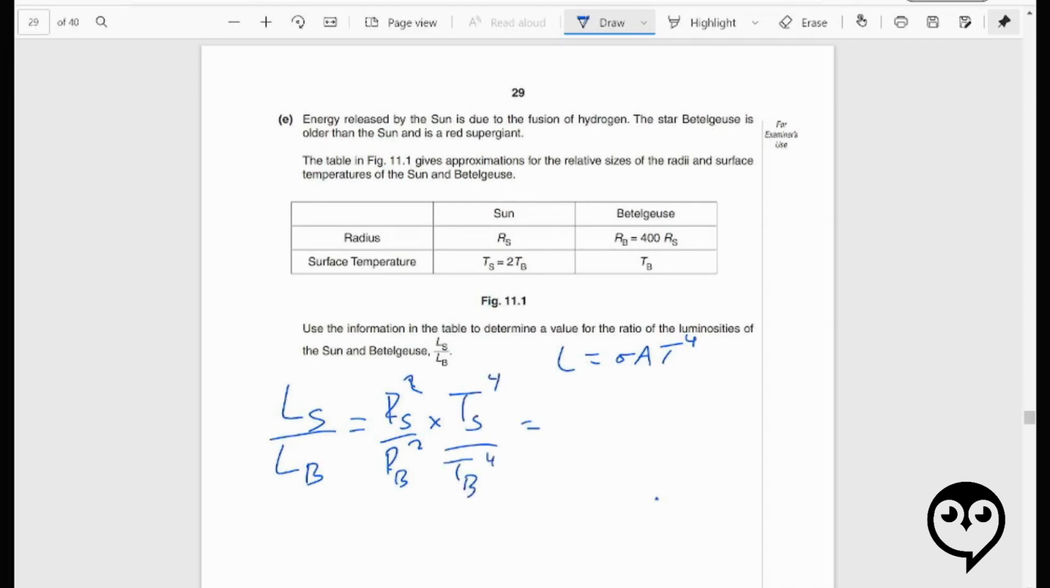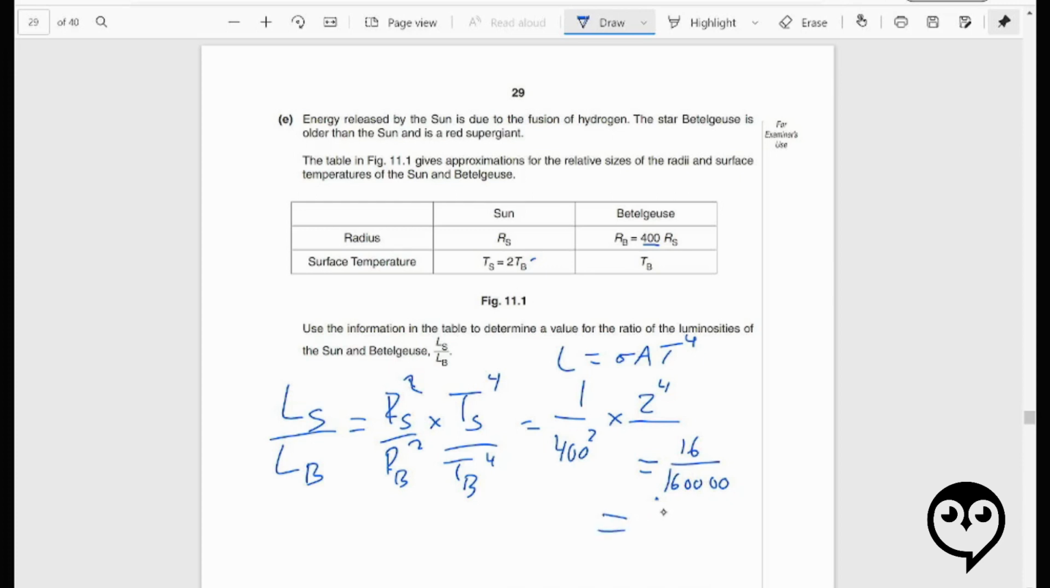Now, if we look at what we've been given here, we see that rb is the same as 400 rs. If we plug that in on the bottom, we'll get 400 squared rs squared. The rs's are going to cancel out. Then up on top, we see that the surface temperature of the sun is double what it is on Betelgeuse. Betelgeuse is a red giant, so it's a cooler star. So we're going to plug that in. That'll be 2 to the power of 4 tb to the power of 4. The tb's cancel. And so what are we left with here? We're left with 16 over 16 with 4 zeros, so 160,000.